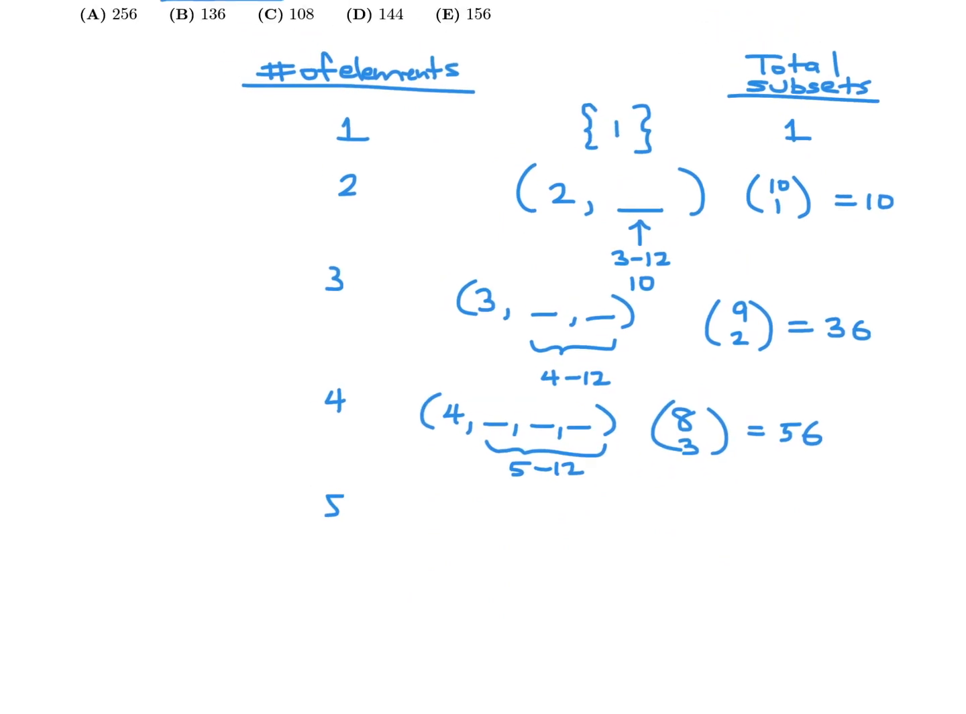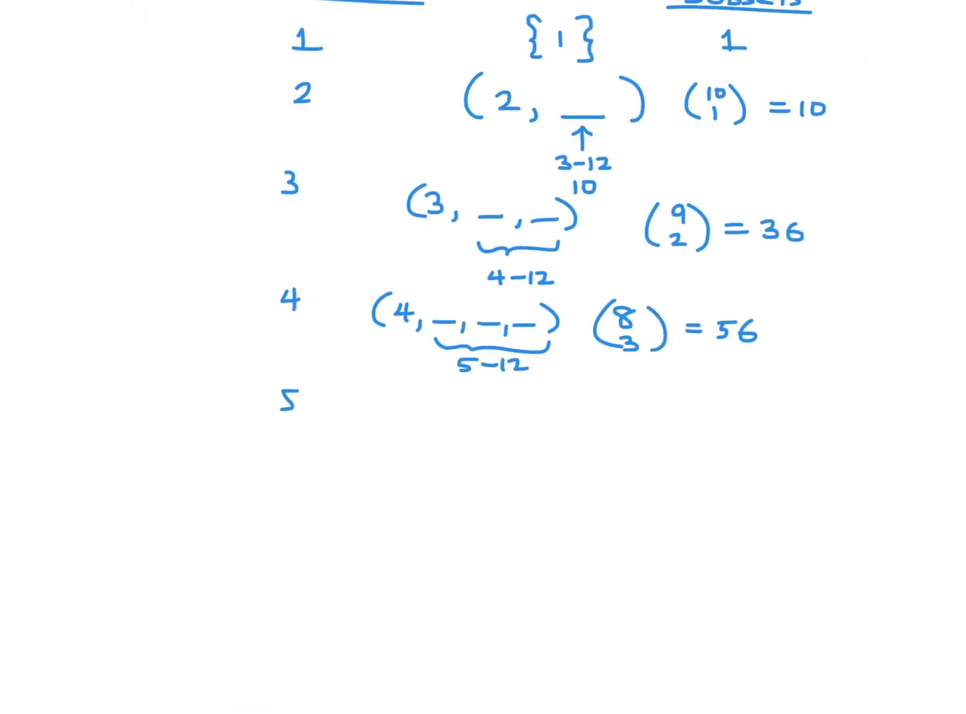So 5 elements, that would be in a very similar way. 5 and then 4 additional numbers. And these can be anything from 6 to 12, and that is 7. And from those 7 numbers, I have to choose 4. And 7 choose 4 is 35.